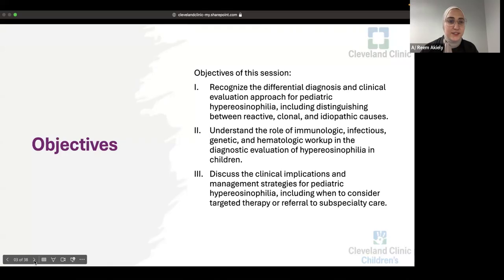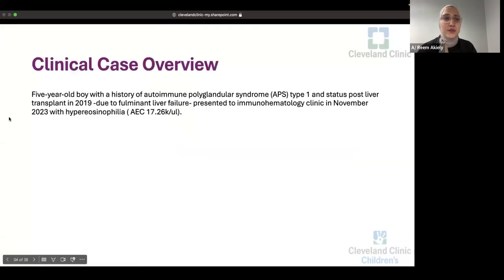To talk briefly about our patient, he was a 5-year-old boy who had a history of APS type 1, autoimmune polyglandular syndrome type 1, and he was status post liver transplant in 2019 due to acute fulminant liver failure. He presented to our combined immunohematology clinic in November 2023 with hypereosinophilia and an absolute eosinophil count of 17,000.